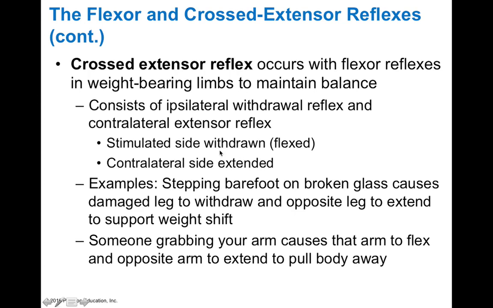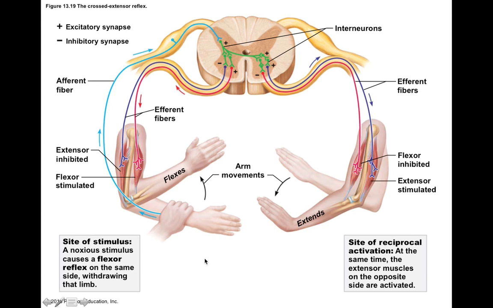So it's stimulated with one side withdrawn, and the contralateral side will actually extend. Now, examples of this would be like stepping barefoot on broken glass can cause your damaged leg to withdraw from the painful stimulus. And so in order to maintain your posture and balance, the opposite leg will extend. That way you can maintain your body in its upright position. So you can shift your weight. Now, someone grabbing your arm can also cause the same reflex to happen.